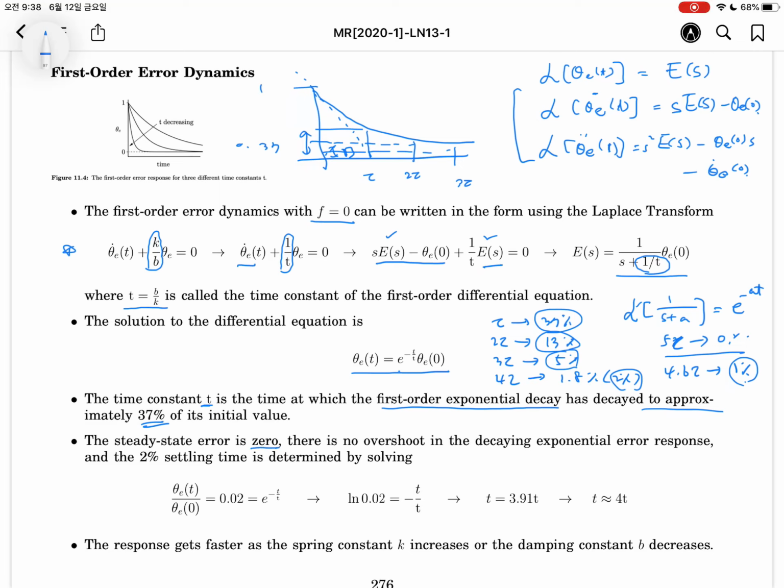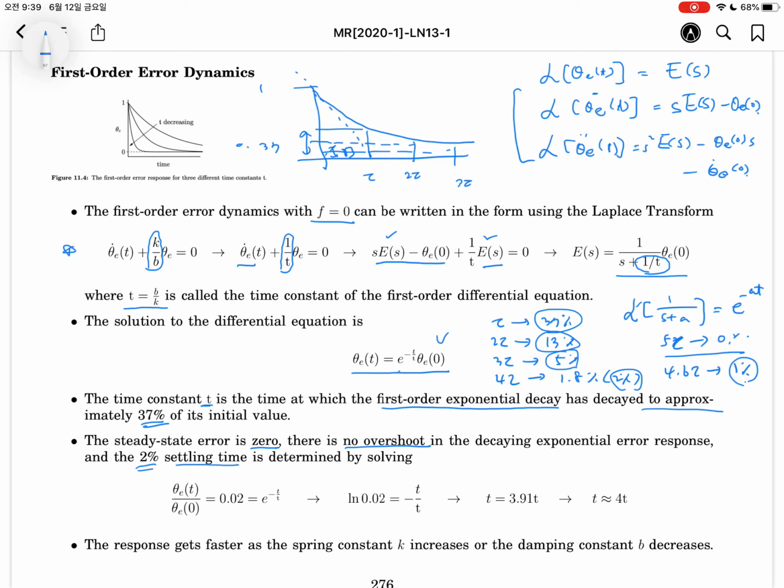Okay, the steady state error will be zero. Is it right? Because this equation goes to 0 as time goes to infinity. There is no overshoot. There is no overshoot in the first order differential equation.